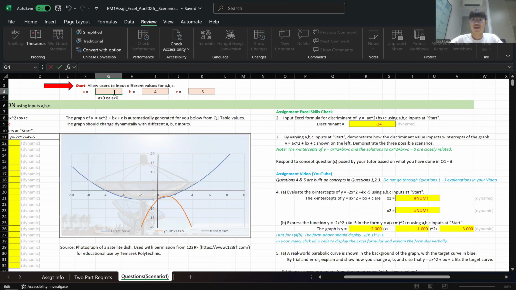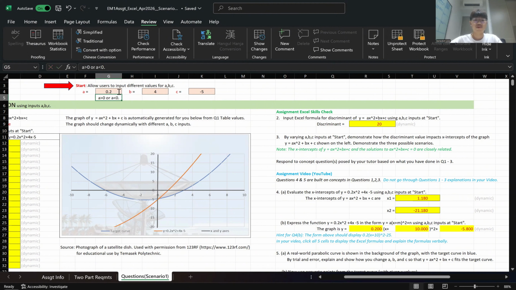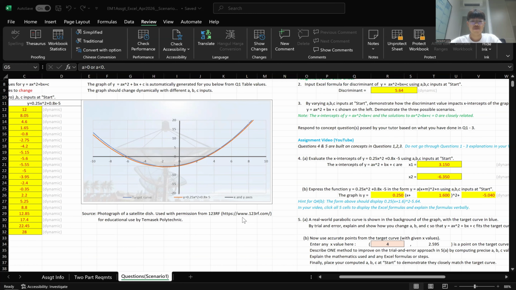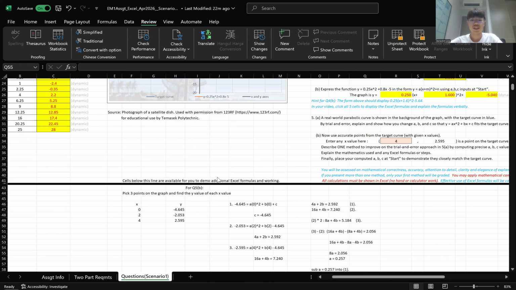Next, I changed the value of a to control the steepness of the graph. A larger magnitude would make a narrower curve, while a smaller magnitude would make a wider curve. Lastly, I changed b to shift the turning point left or right to align with the blue curve. So after some adjusting, I observed the graph changing, and I repeat this process until I match closely with the blue curve.